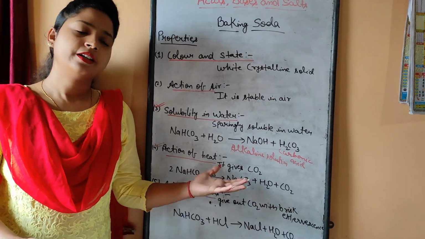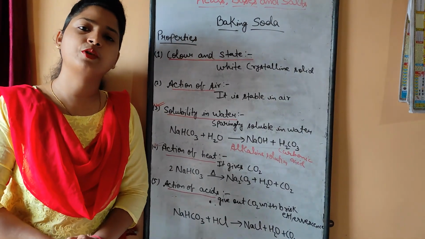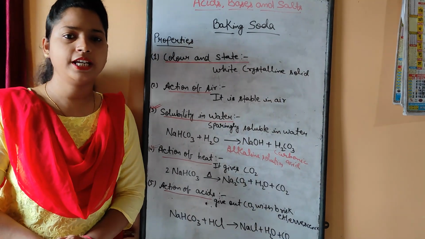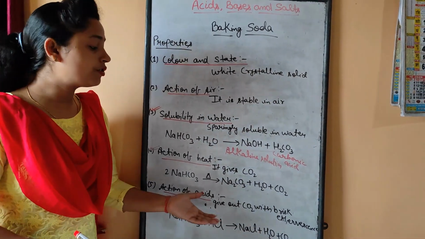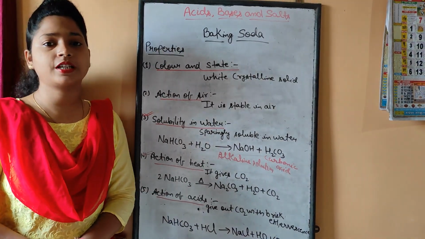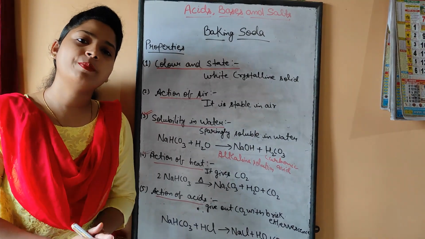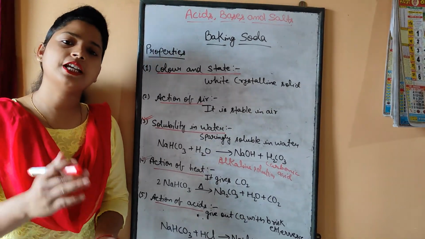Next is action of heat. Baking soda by the action of heat releases CO2, which makes the food products fluffy. And the last one is action of acids. So when baking soda reacts with acids, it releases CO2 with brisk effervescence. Now, after the properties, the next topic which we are having is the uses of baking soda. So let's have a look.